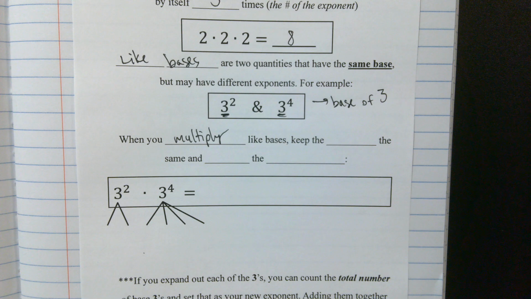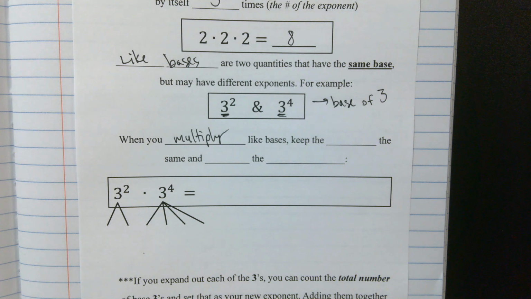How can I expand 3 to the power of 4? What would that look like if I expanded it all out? 3 times 3 times 3 times 3. So take a look. We're multiplying these like bases. Everybody looking up here? If I expand this one out, I've got 2 of them. If I expand this one out, I've got 4 of them. How many 3s do we have in total? 3 times 3 times 3 times 3 times 3 times 3 is 6 of them.